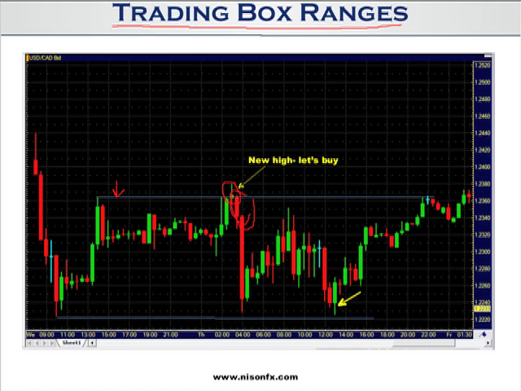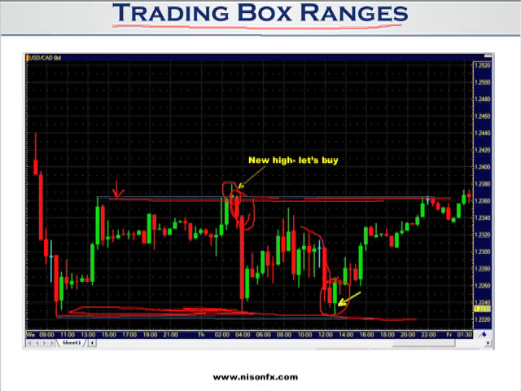Now notice the slide says trading box ranges. The Japanese call box ranges what we in the West call lateral ranges. So if you sold it here, let's say on the bearish engulfing pattern over here, we'd look for a bottom end of the recent lows. This is a box range over here.